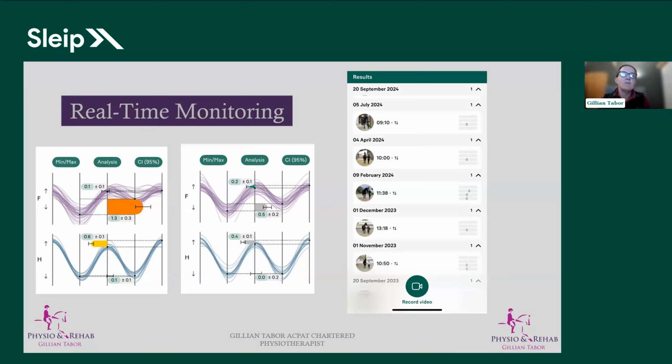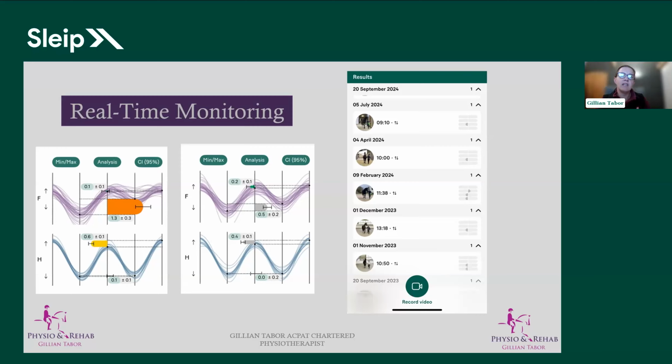And with the real-time monitoring, because we can get those answers quite quickly, we can have before and after treatment sessions as well. So we can really assess what effect we're having in the short term, as well as the longer term over the duration of the time we see it. So it really helps with our clinical reasoning.